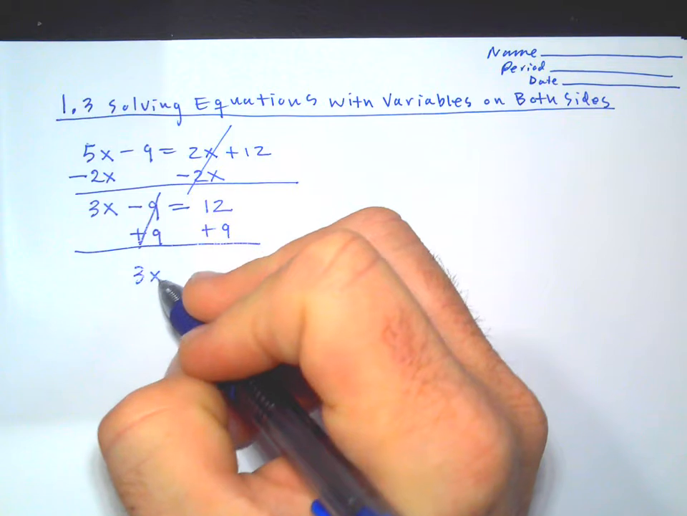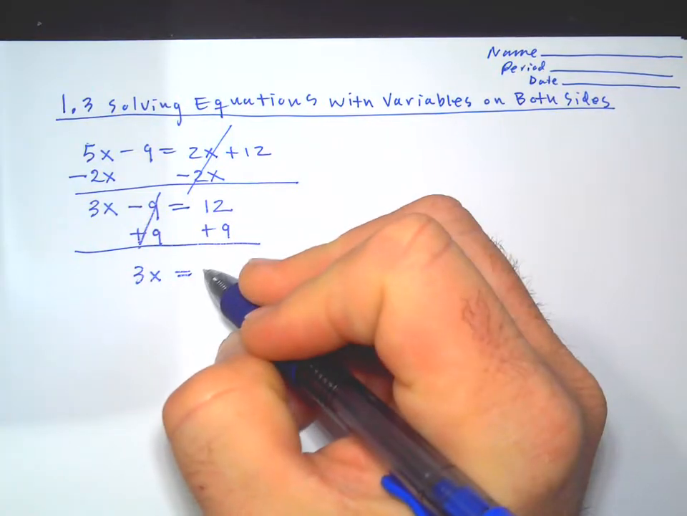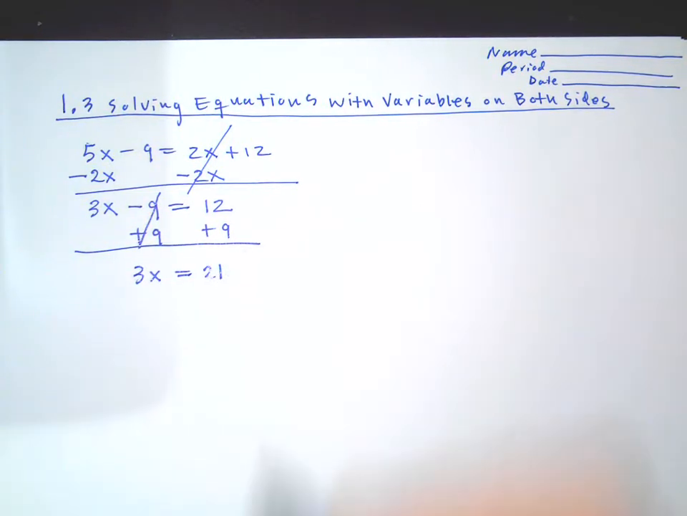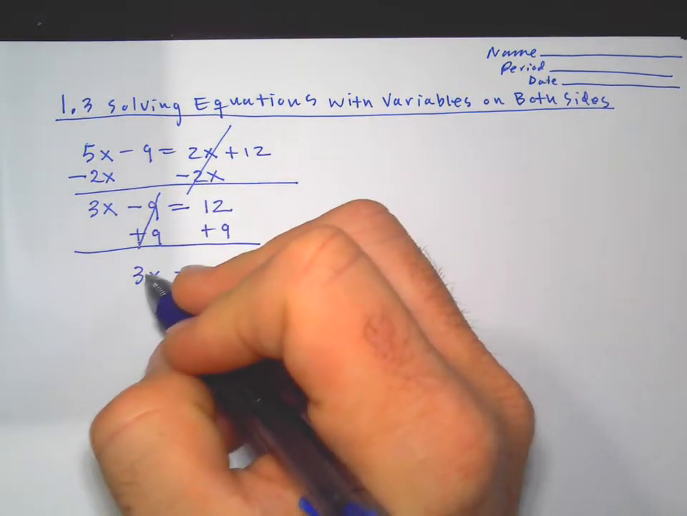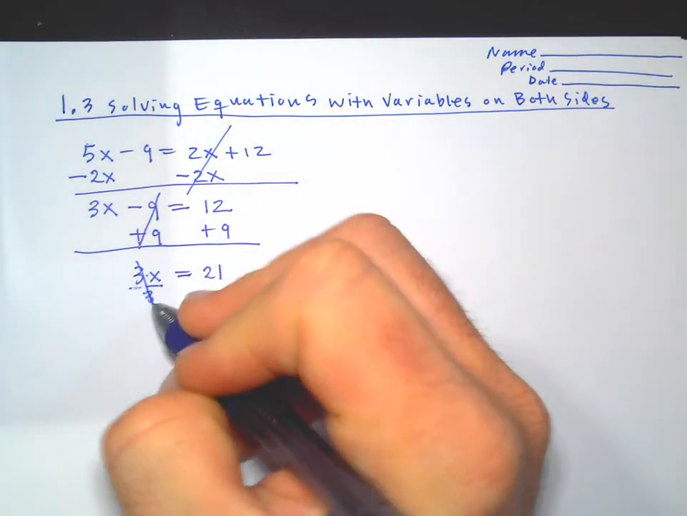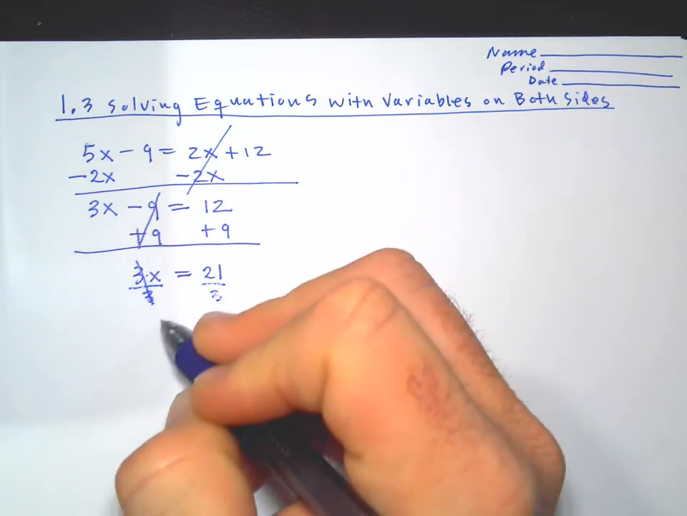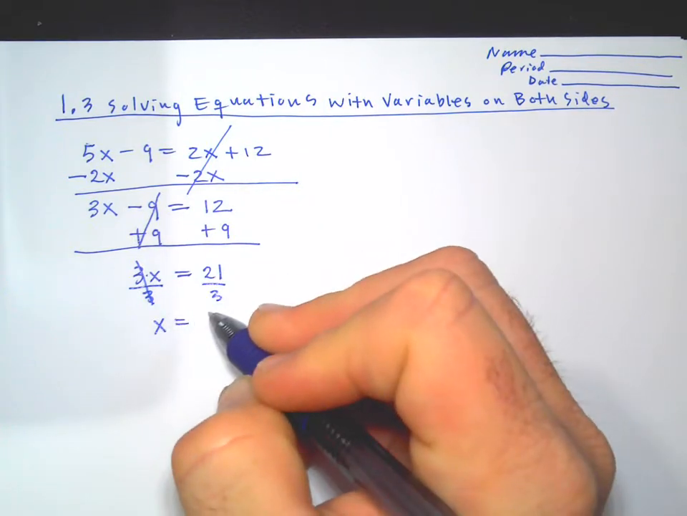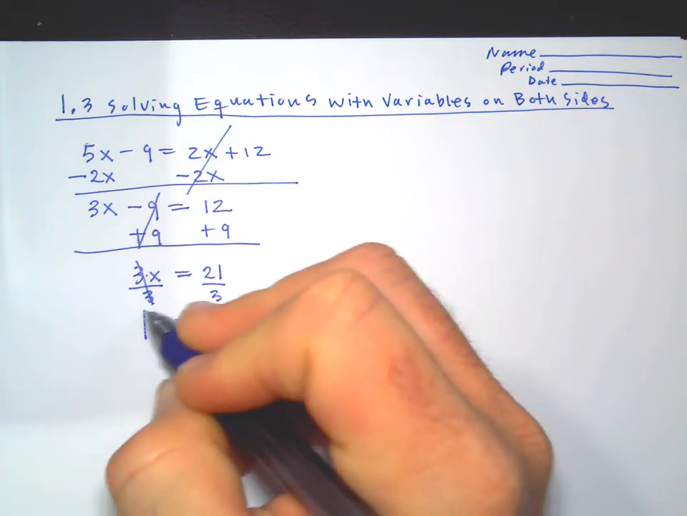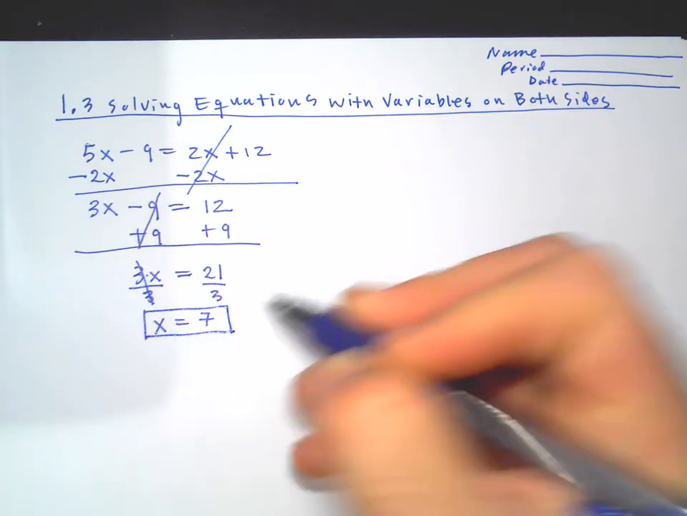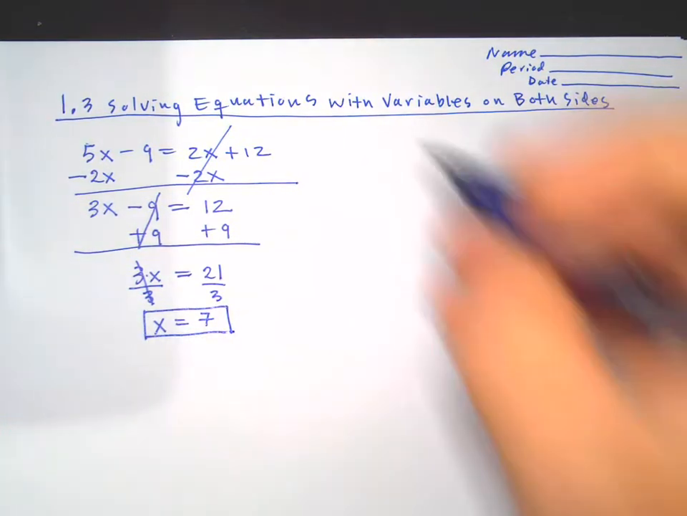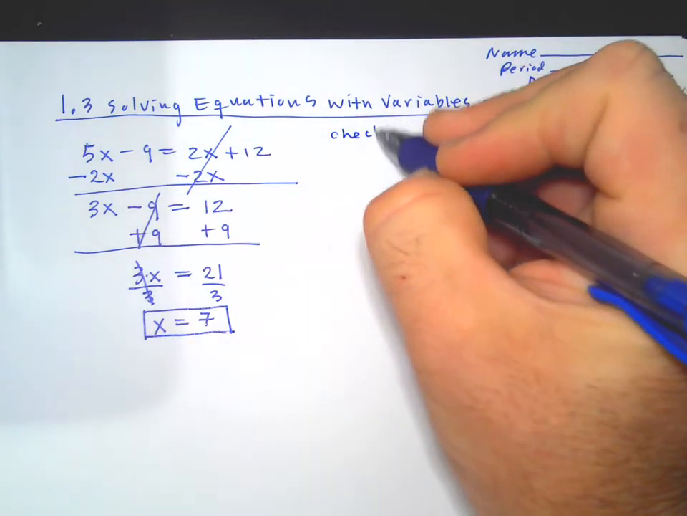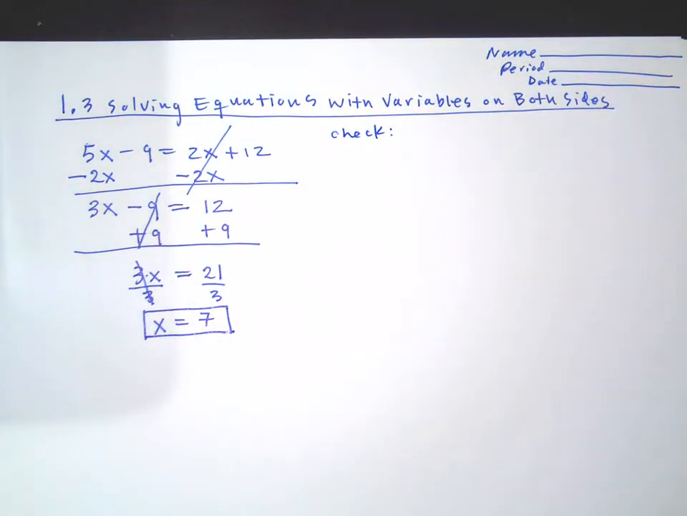So now we have 3 x's on the left. On the right, we have 21. Last step, we need to get rid of the 3 times by dividing by 3. Do the same thing on both sides. The answer is 7. Box your answer, please. Now, I want you to check your answers. And the way we check our answers, it's kind of a simple thing to do. Just plug back into the original equation.